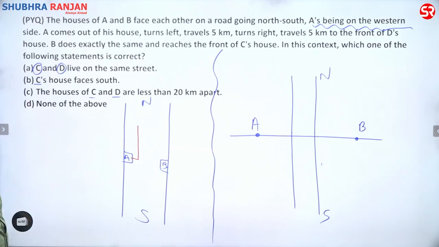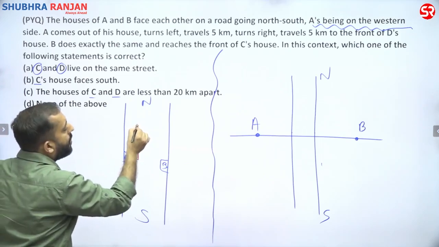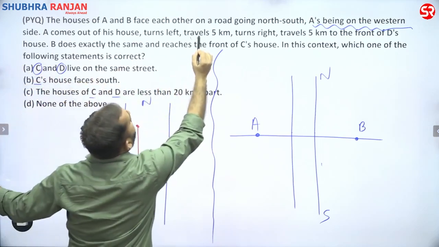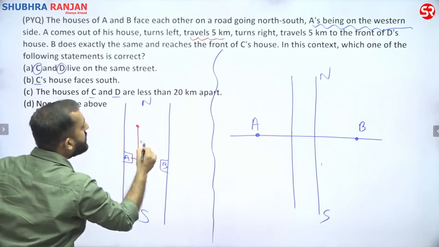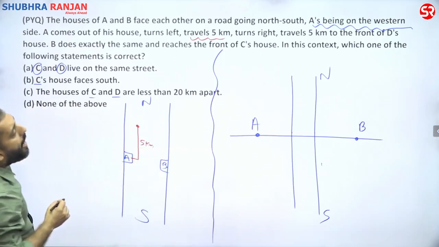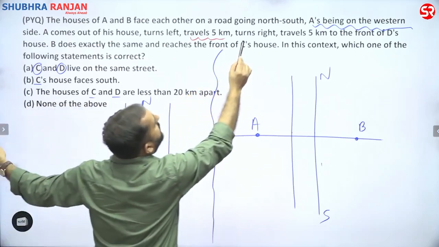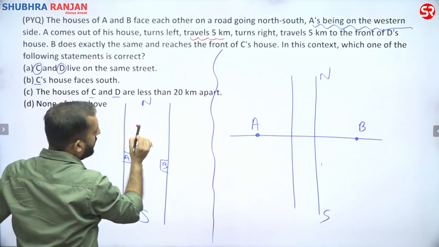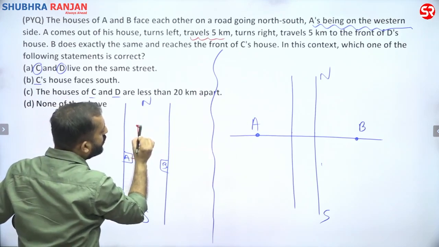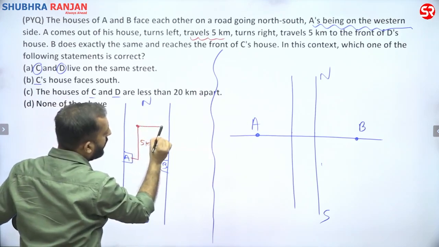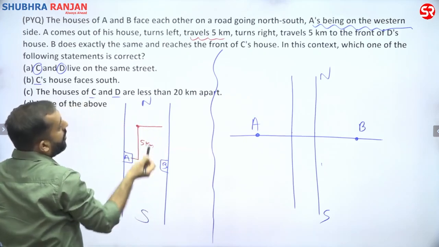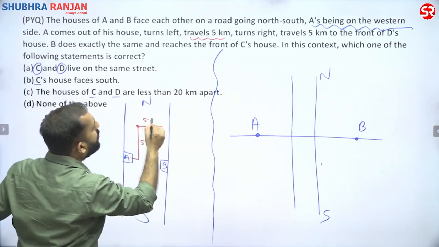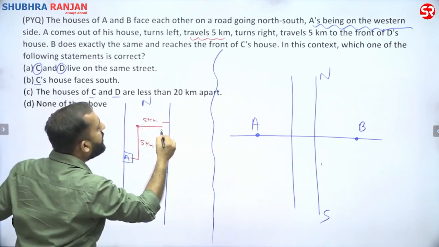Right? Okay. Now, how much is the distance traveled by A? The distance traveled by A is 5 kilometers. So this distance is 5 kilometers. After it, what has happened? He took a right turn. So right turn is going to be like this, and he travels 5 kilometers to reach in front of D's house.